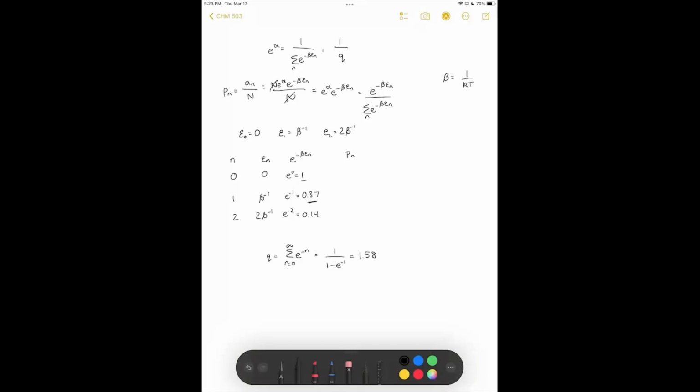And for that, we get 0.633, 0.233, and 0.086. This is a little bit different than what we've done last semester.